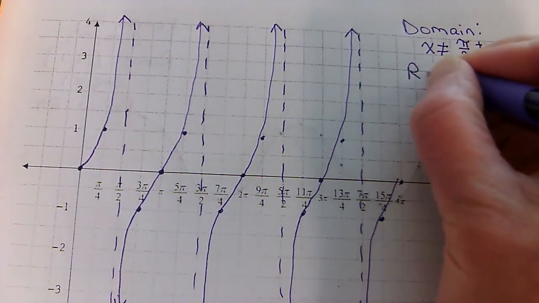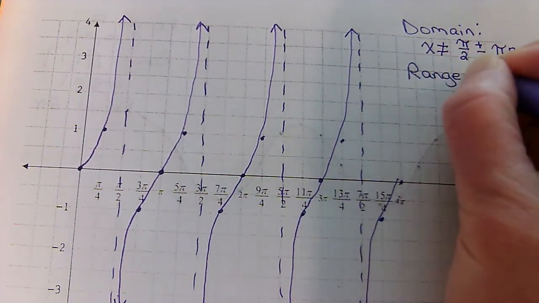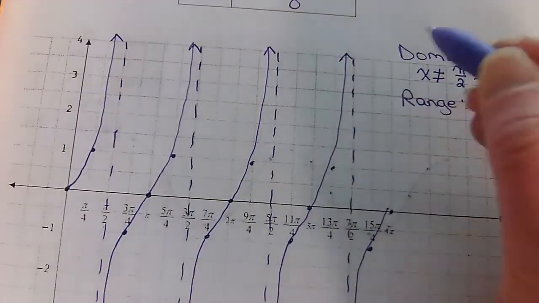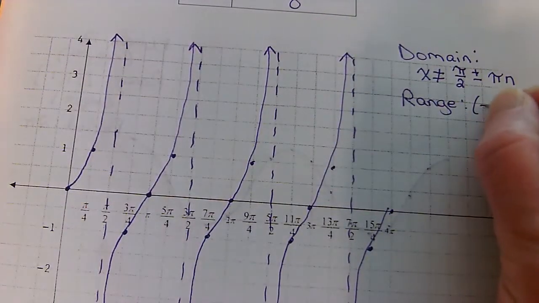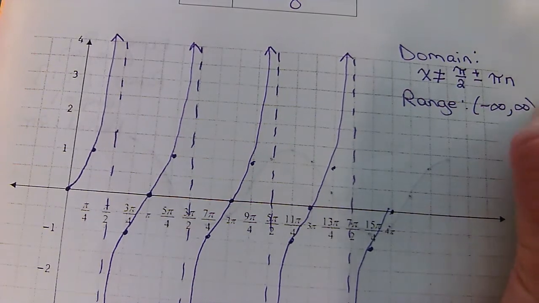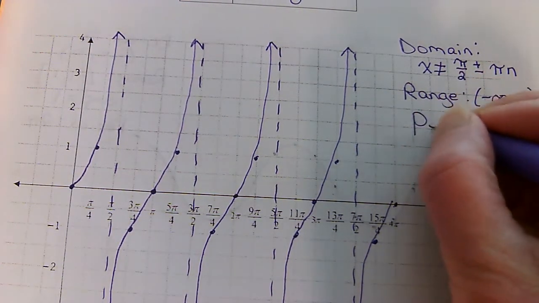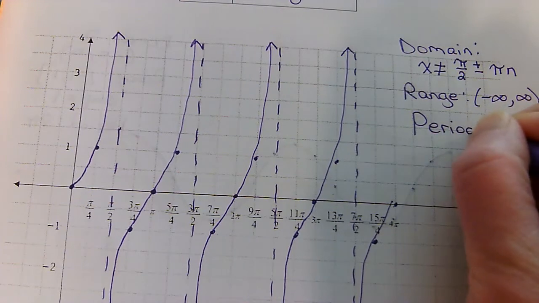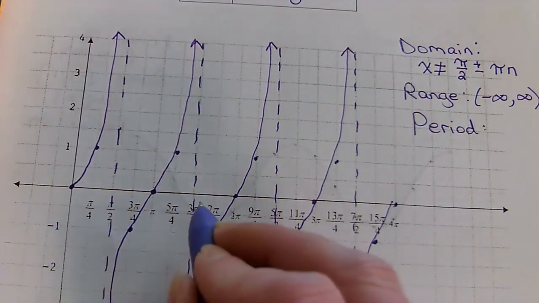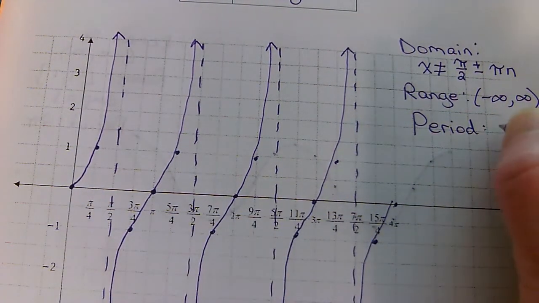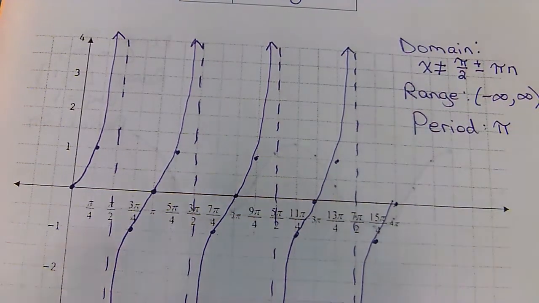Now let's think about the range. Well, it's going from the bottom all the way to the top, so that's all real numbers, or negative infinity to infinity. That means I do not have an amplitude. Now, as far as the period, it's repeating itself after every one of these breaks, so the period is pi.